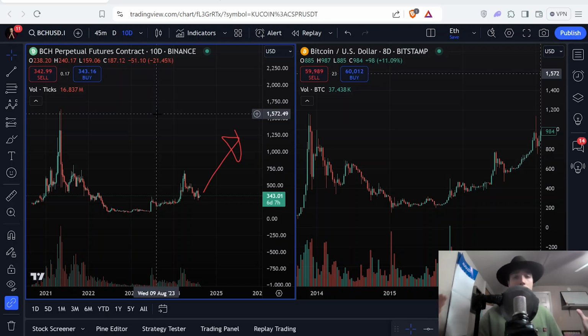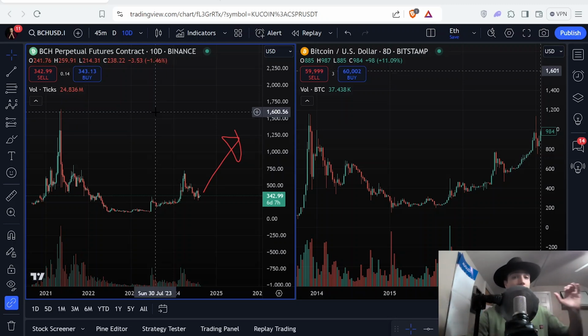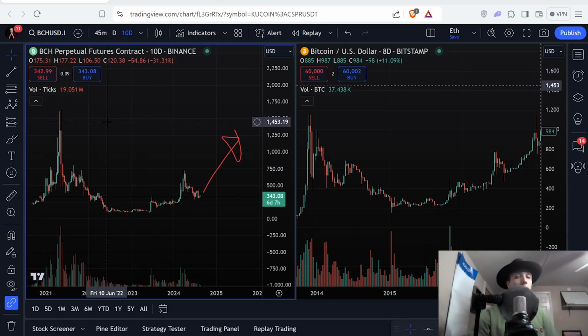So yeah, that's my view on Bitcoin Cash. Get ready for a huge pump in this market. I'm really loving this setup with the bull flag, with the structure similar to early day Bitcoin. And I think a lot of people are going to be blown away.